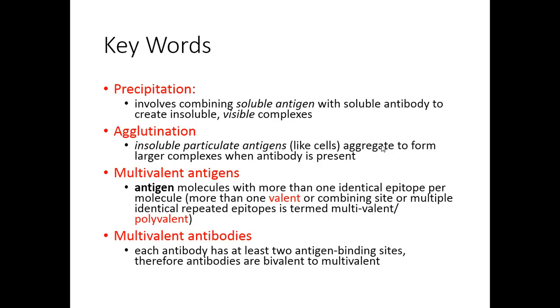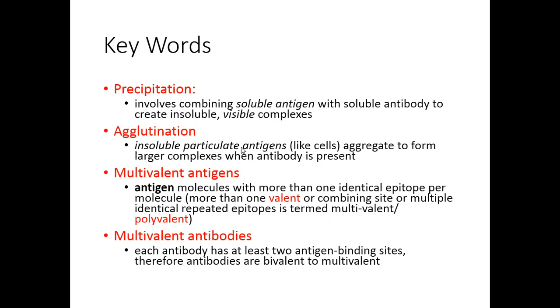As a point of reference, we're going to think of precipitation as being kind of a turbid solution, kind of cloudy when we see it, and that's the visible complexes that we see. Agglutination, on the other hand, think about when we do red blood cell typing, and you've got those clumps of red blood cells together. The antibody-antigen binding is such that those large particulate antigens bind together and get clumpy and fall out of solution. So that's the difference between precipitation and agglutination. We're going to look at those in much more detail in a few minutes.